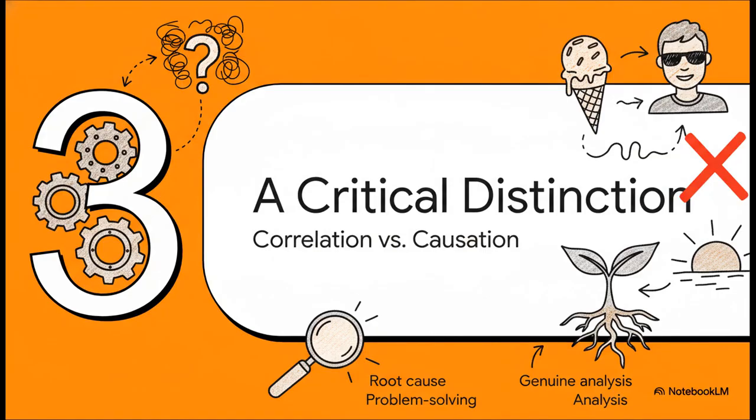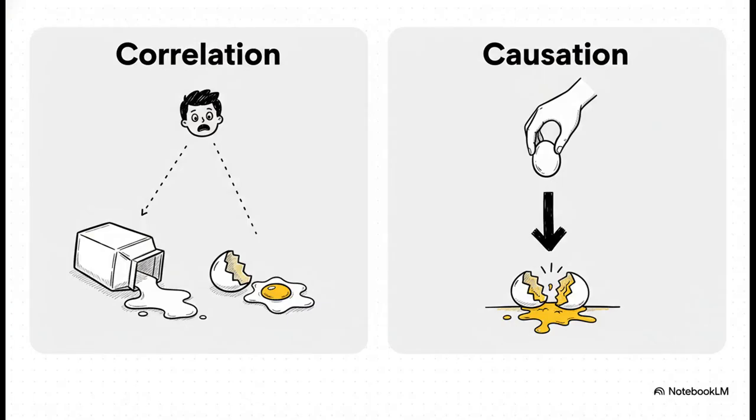Now, as you're analyzing all your inputs, there is a huge trap you have to avoid. It's so easy to fall into, and that is confusing things that just happen to occur together with things that actually cause each other. This is that classic distinction between correlation and causation. And getting this right is what separates just guessing from genuine, powerful analysis. This slide just lays it out perfectly.